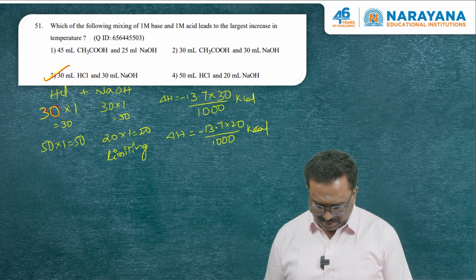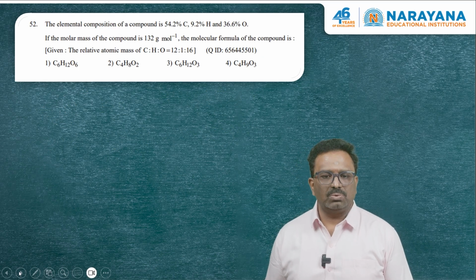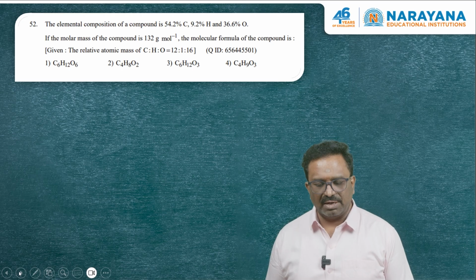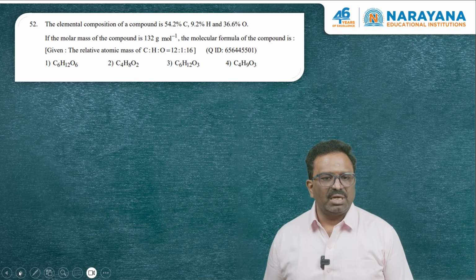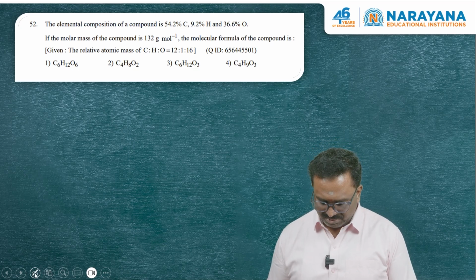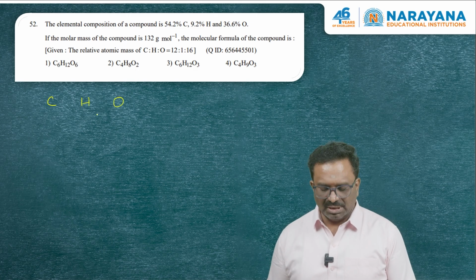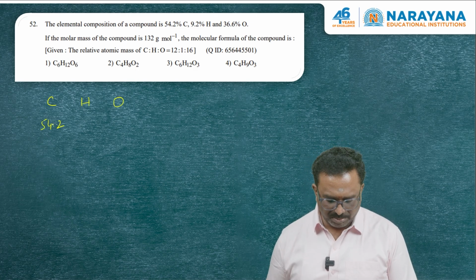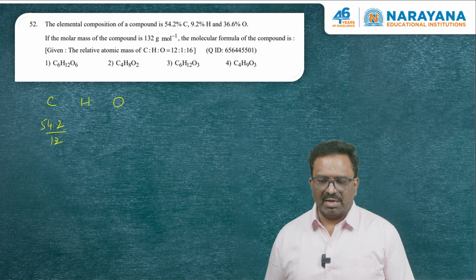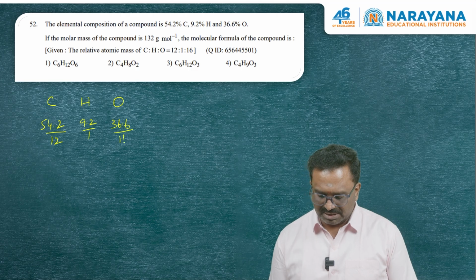Let me go for the next one. Here the elemental composition of the compound is 54.2% carbon, 9.2% hydrogen, 36.6% oxygen. If the molar mass of the compound is 132 grams per mole, find the molecular formula of the compound. For this, let me first proceed with the composition of the elements: 54.2% carbon, divided by its atomic weight, 9.2% hydrogen, and 36.6% oxygen.